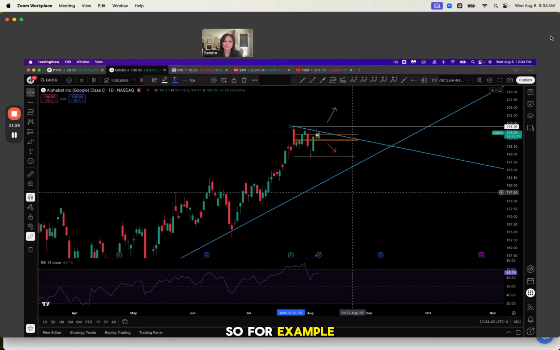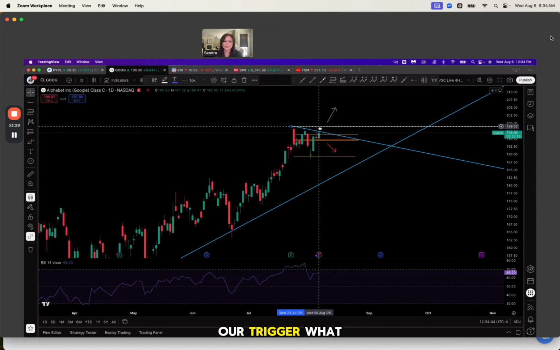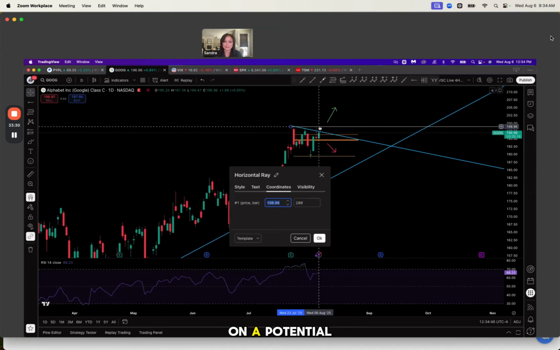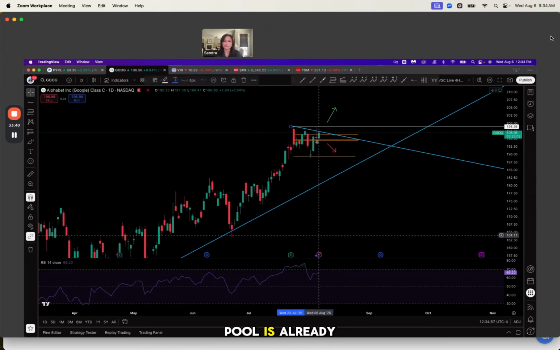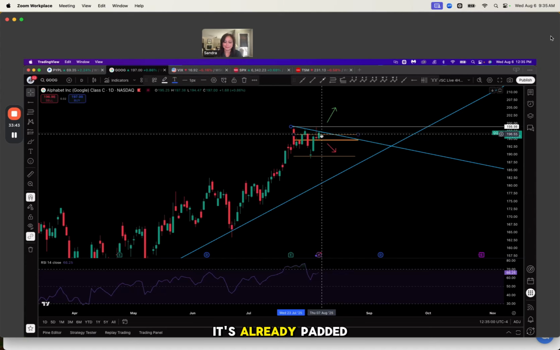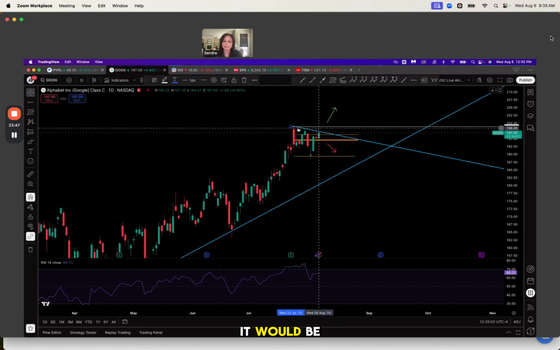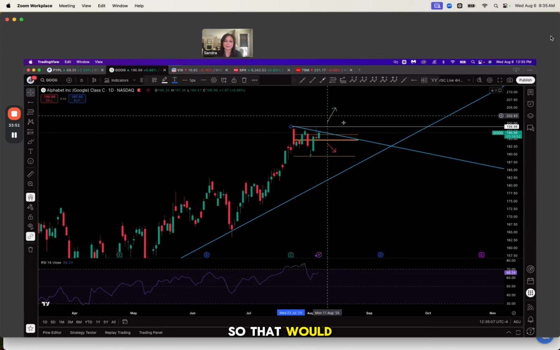So for example, here our trigger for Google calls on a potential automated trade, I would pad it honestly to 199. If we already break above, which is 2 cents here, the dark pool is already padded up nicely against the dark pool, and it would be a higher high compared to previous price action. So that would be a long trade.